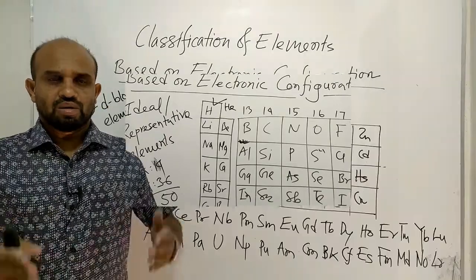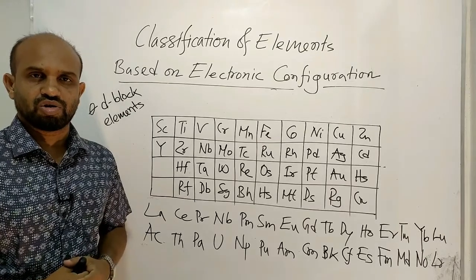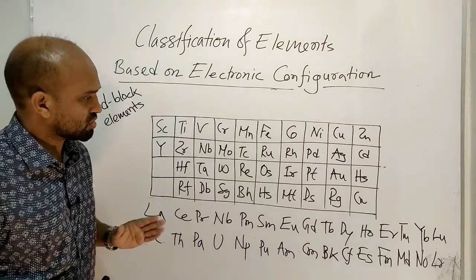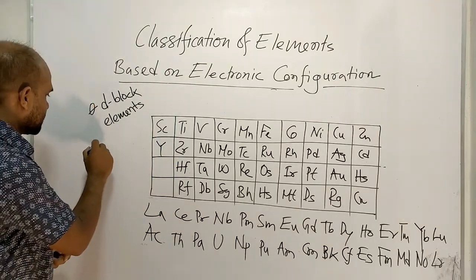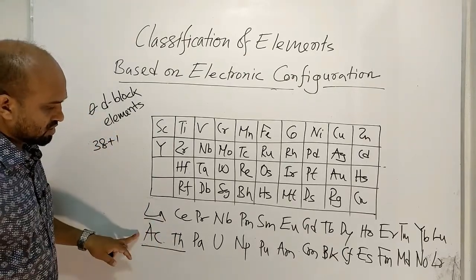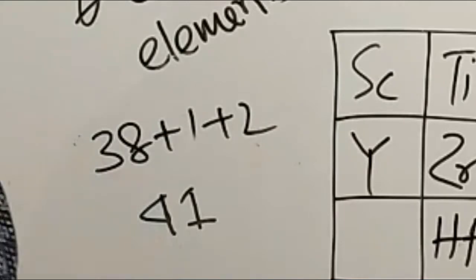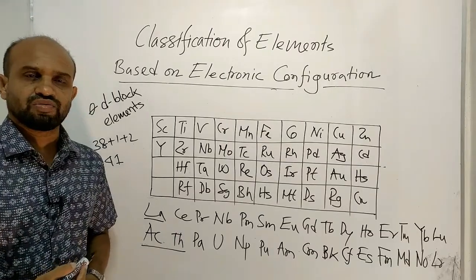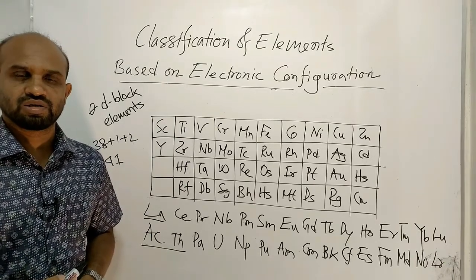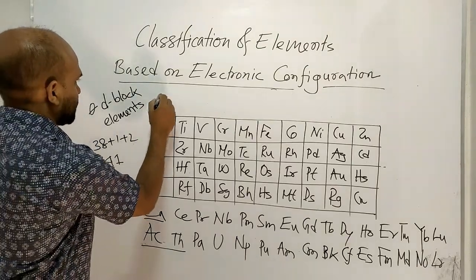Let's move on to the next point. Now the point is D block elements. Let's see first the number of D block elements. Here in the middle of the periodic table, this portion contains 38 elements. Here 1 and these 2, actinium and thorium. Total 40 elements are D block elements. The definition of D block elements is the elements in which the last electron enters the d orbital are called D block elements.